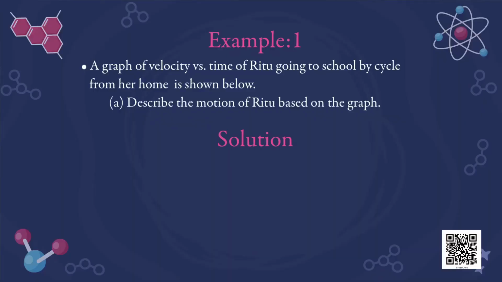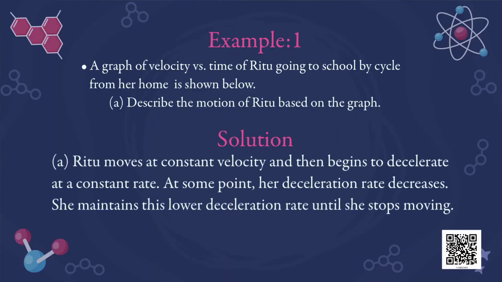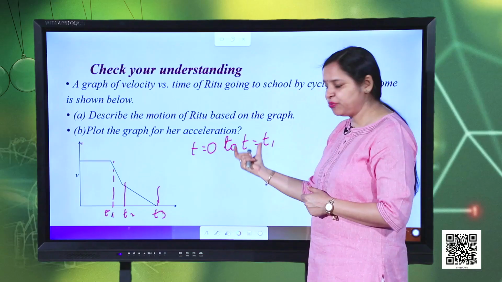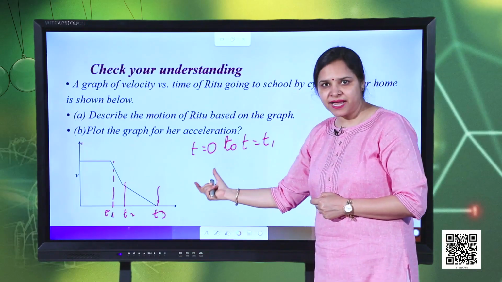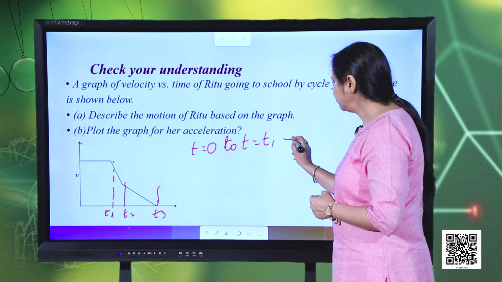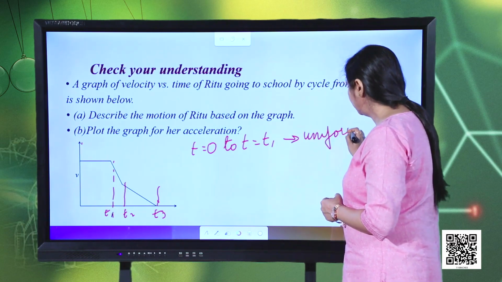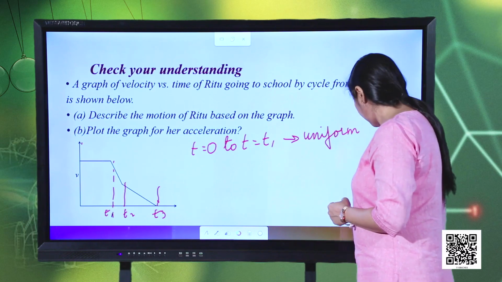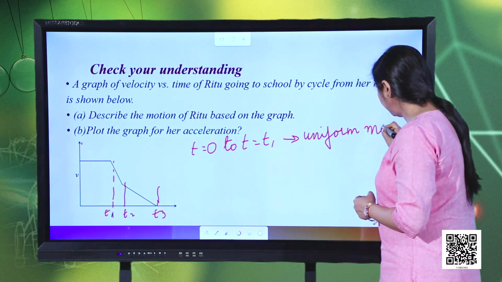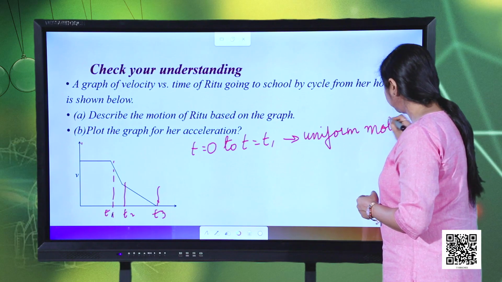Here we can see that during the entire motion from time 0 to t1, the velocity of Ritu is constant. So, can we say that during this time duration from 0 to t1, the velocity was uniform? So, it is a uniform motion. The motion is uniform where the velocity is the same.